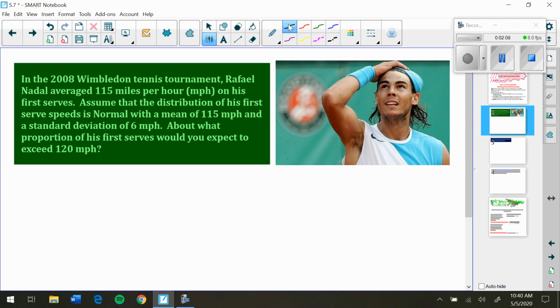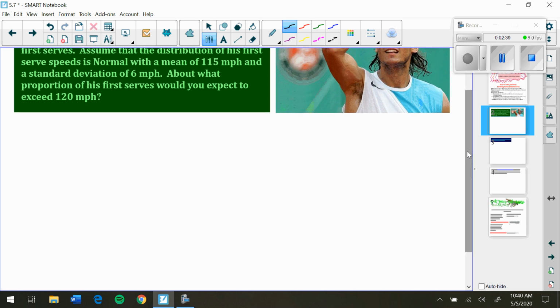The first problem today kind of reminds us of a homework problem, potentially, if you were paying attention. In the 2008 Wimbledon tennis tournament, Rafael Nadal averaged 115 miles per hour on his first serves. Assume that the distribution of his first serves is normal, with a mean of 115 and a standard deviation of 6. About what proportion of his first serves would you expect to exceed 120 miles per hour? I'm going to do all four steps there just to emphasize the process for you all.